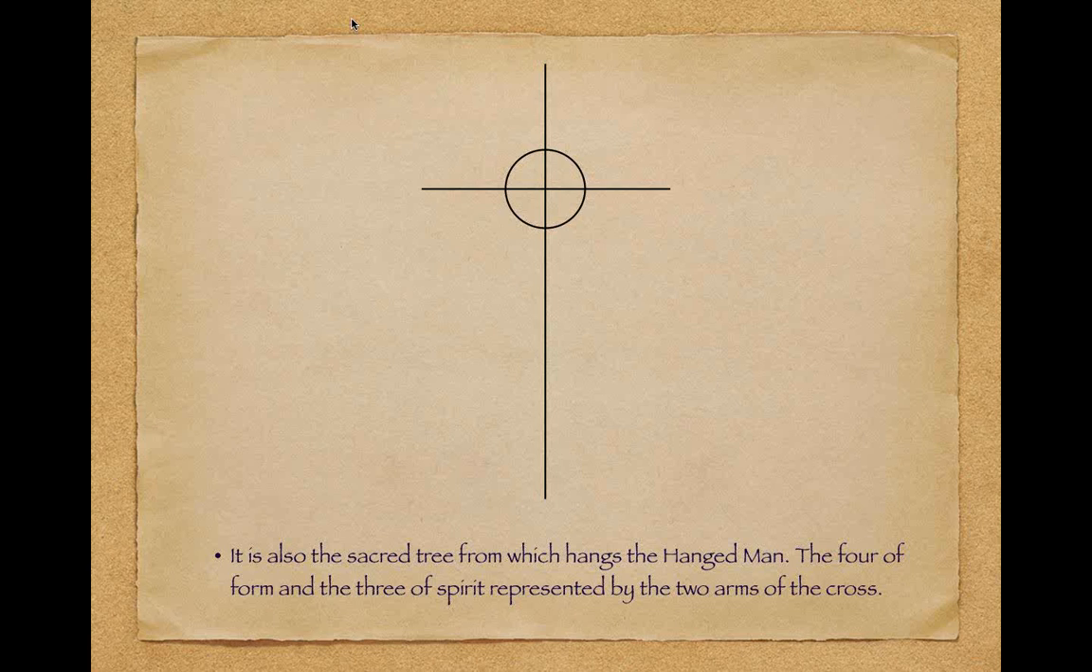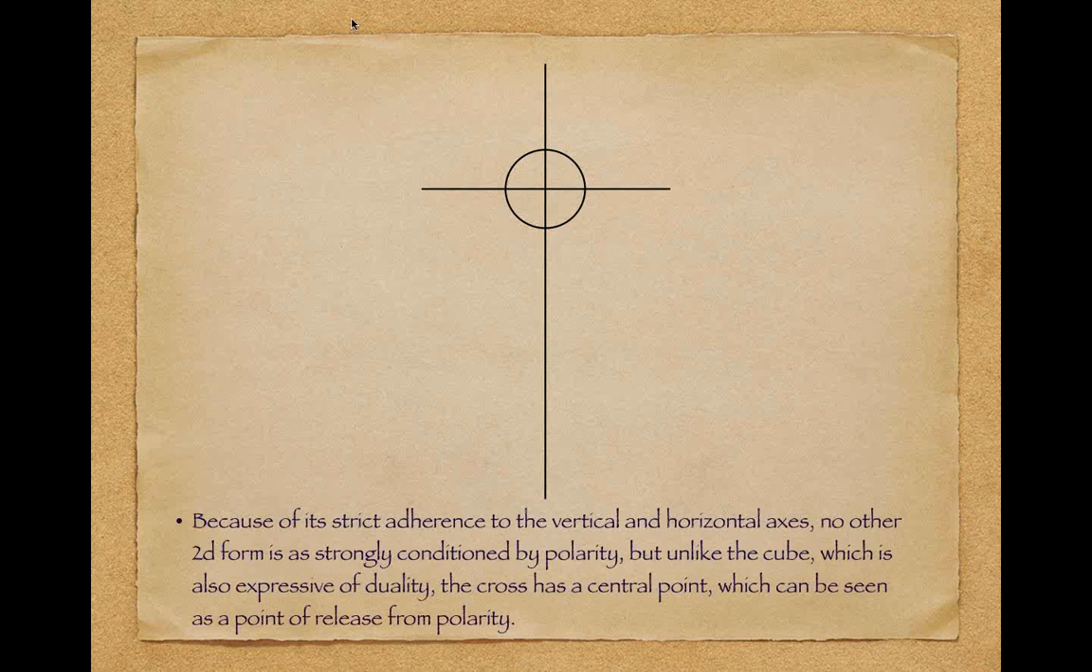It is also the sacred tree from which hangs the hangman, the 4 of form and the 3 of spirit, representing the 2 arms of the cross. Because of its strict adherence to the vertical and horizontal axes, no other 2D form is as strongly conditioned by polarity. But unlike the cube, which is also expressive of duality, the cross has a central point, which can be seen as a point of release.